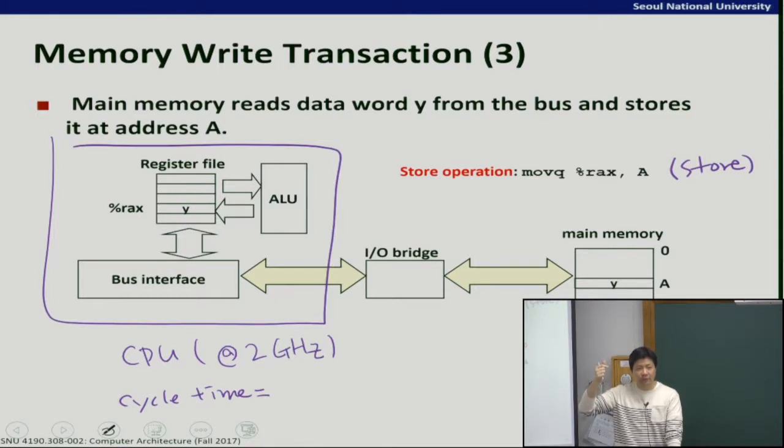The cycle time is the inverse of frequency, right? So it will be 0.5 nanosecond. But typically, if you want to read this memory, DRAM, it takes maybe somewhere like 15 nanoseconds. Okay? Then how many CPU cycles is it going to take to read it?